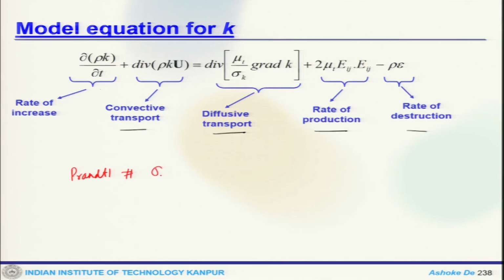number sigma k, which connects the diffusivity of k to the eddy viscosity, typically a value of 1 is used.